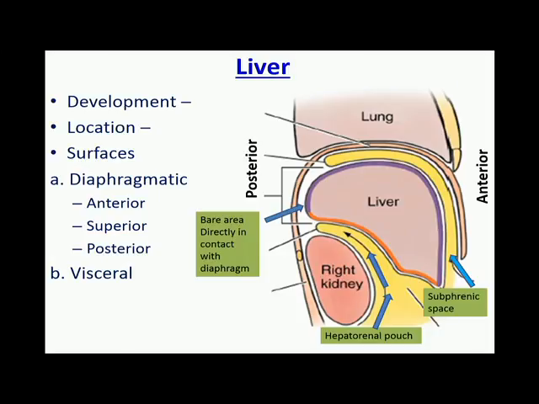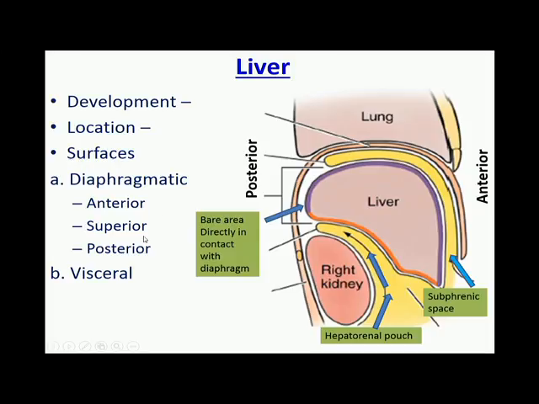Liver. Development of the liver, again, you don't need to know any details. If you know, the liver developed from the foregut, from the hepatobiliary diverticulum or hepatic diverticulum. That's enough. Location you know, please study the surface anatomy.